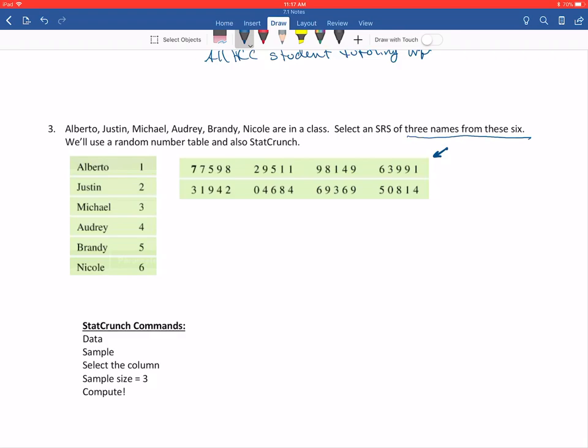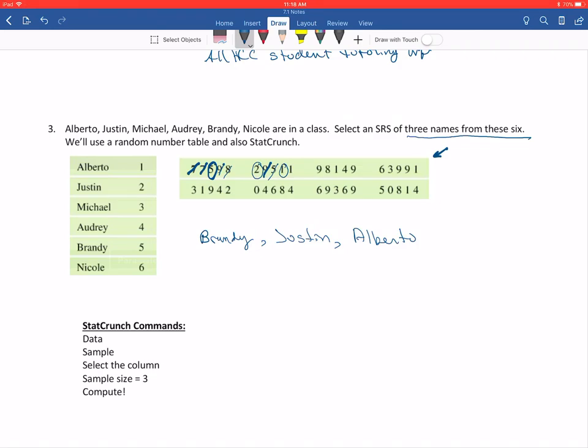To use a random number table, you just start at the very beginning. You skip any number that doesn't have any meaning. So like 7 doesn't have any meaning for us in this case. The first number we come to that has meaning is 5. So Brandy gets chosen. These next 2 don't mean anything to us. The next one that does mean something is this one, so Justin. 9. I would not use 5 again because Brandy's already been chosen, so I can't choose her twice. So the next number I come to that has meaning is this one, so Alberto. And we're done. We chose 3 people randomly out of those 6 using the random number table.